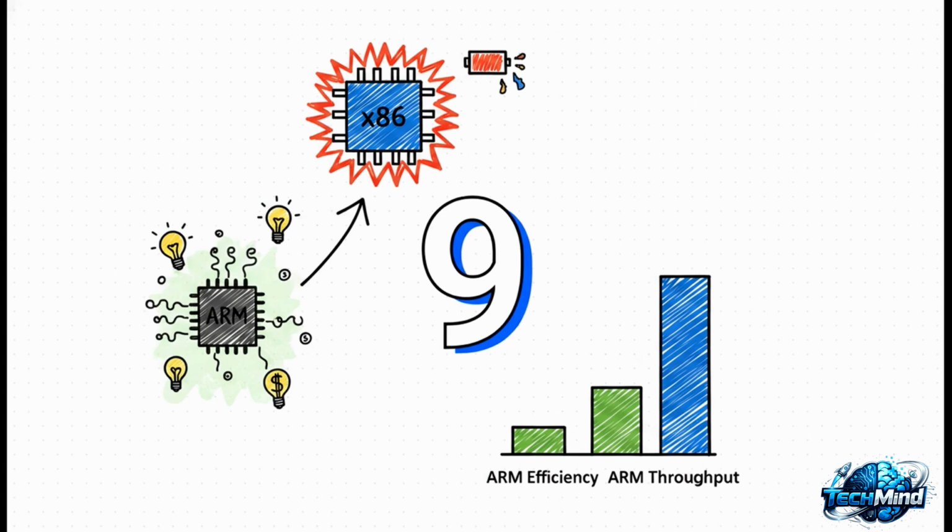And because of that massive reduction in idle power drain, ARM delivers up to 9 times higher overall energy efficiency. So even though the x86 chip might push slightly higher raw throughput at its absolute peak performance, the ARM chip achieves true energy proportionality. It's doing great work while saving an unbelievable amount of power. It's a real game changer.